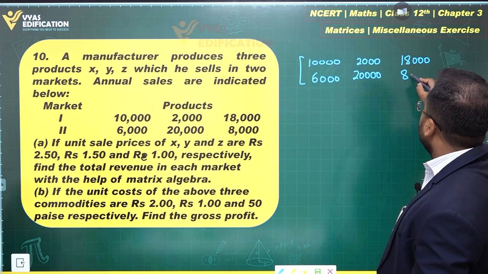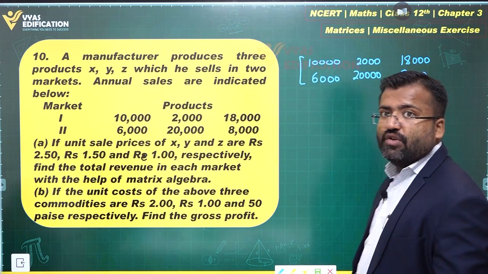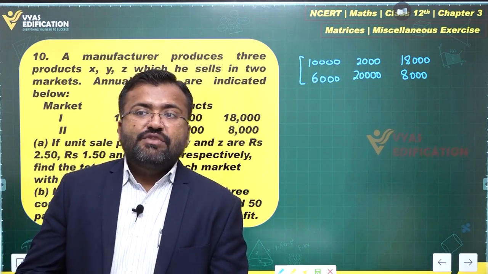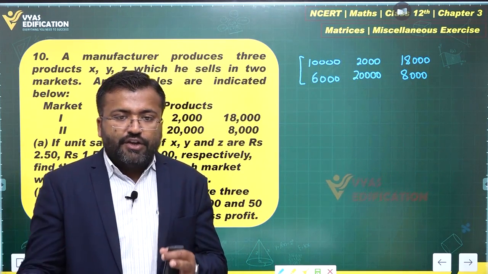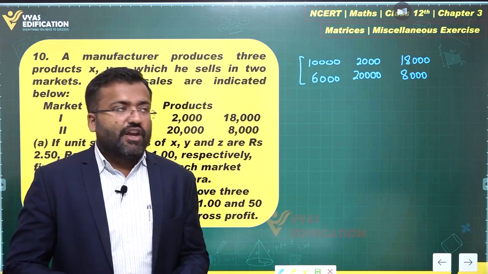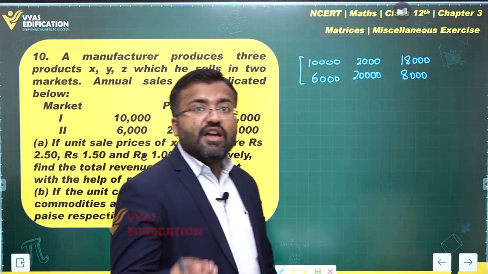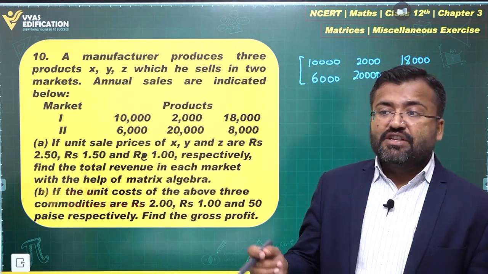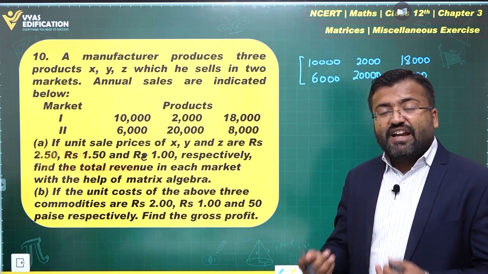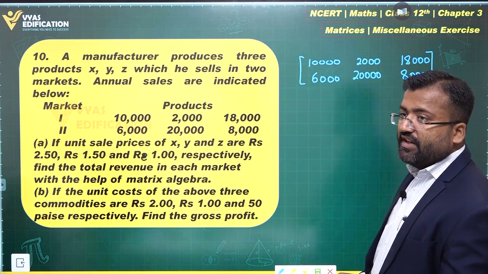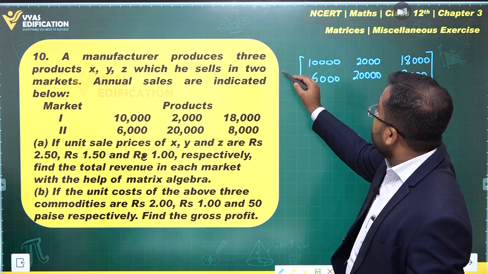When we want the revenue, we need another matrix for the price, right? Sales times price, the number of items sold into the price, would actually be the total revenue. So this is a matrix for sales. We can find another matrix for prices, and by multiplying them, we can get the total revenue, right? This is the sales matrix. Let us call this A.